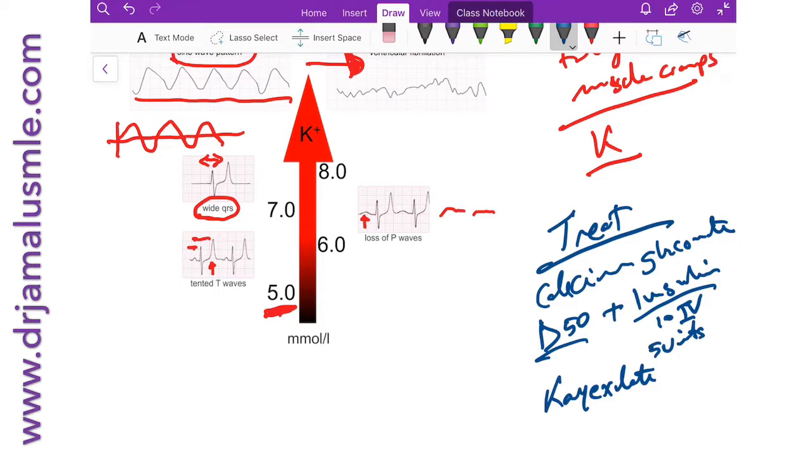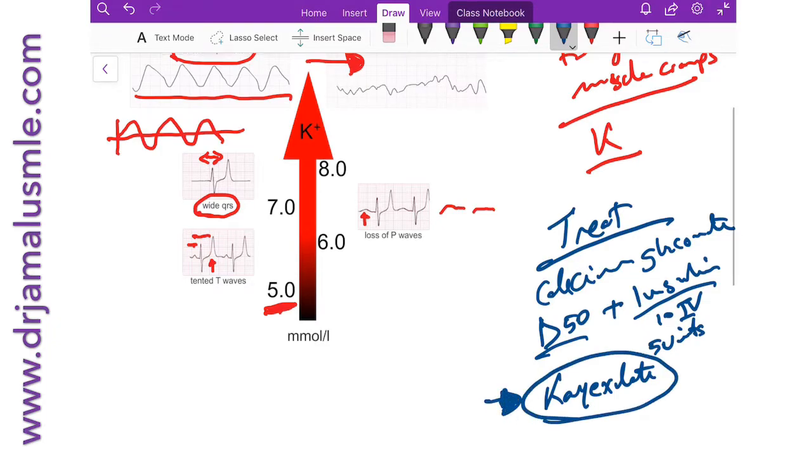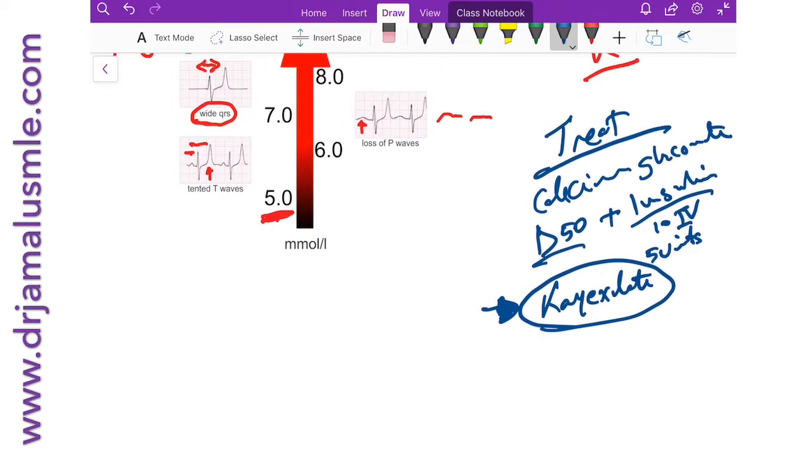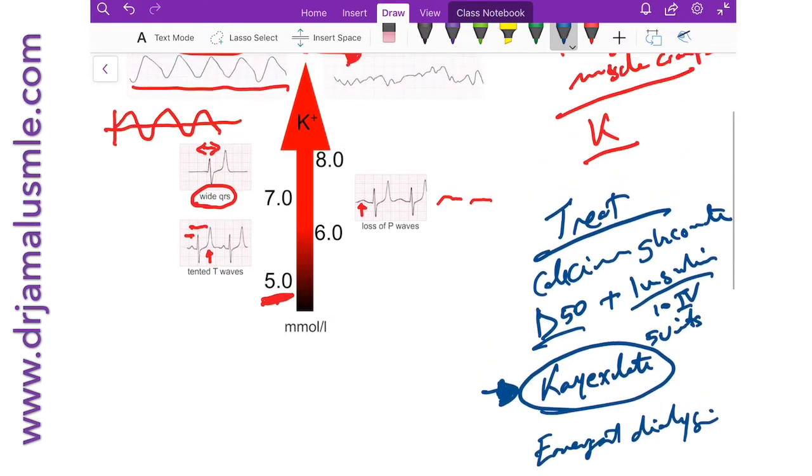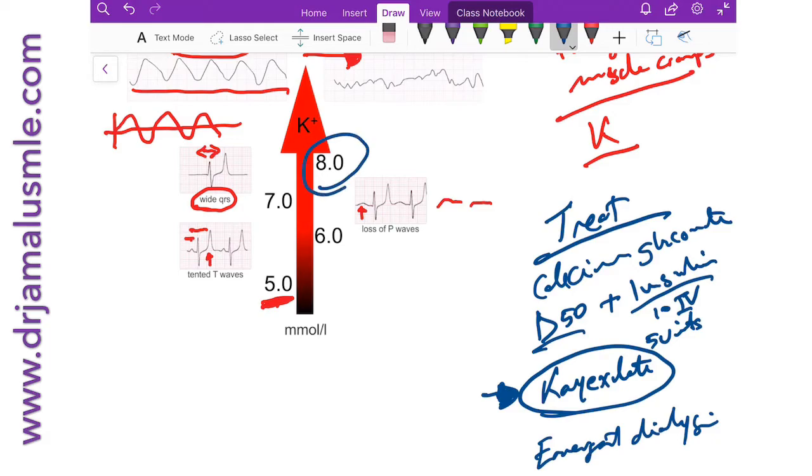So if your patient is NPO, this is not going to work really quick. Also, this will take some time to work. If your patient is in terrible shape and the patient has end-stage renal disease, it might be worthwhile to do emergent dialysis, especially when the levels are so high, like in the range of above 7 and 8.